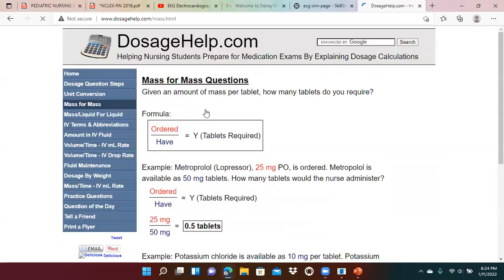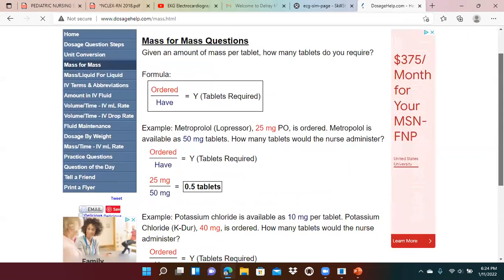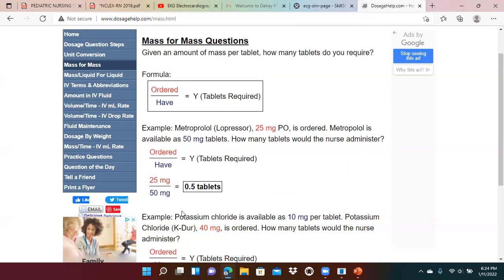First one, mass for mass. So here we go and explain. First of all, mass for mass questions. Given an amount of mass per tablet, how many tablets do you require?